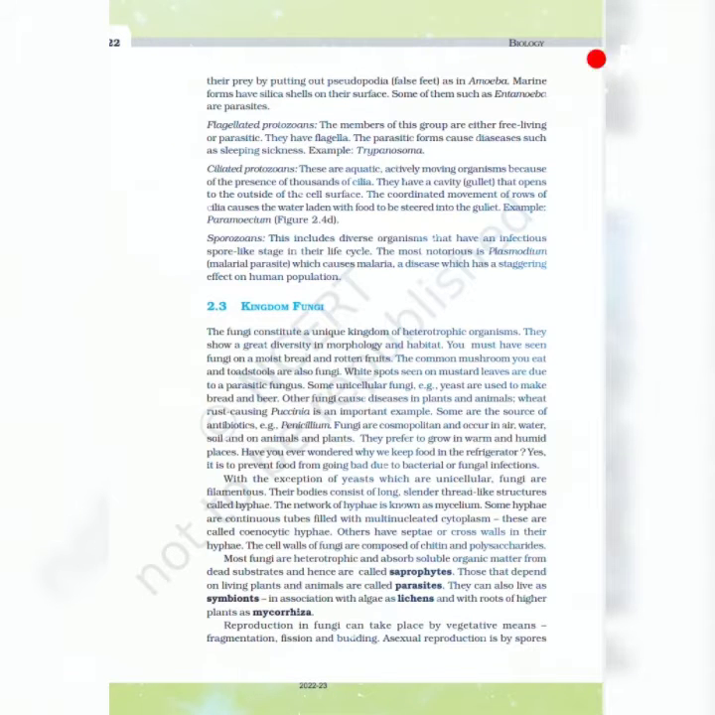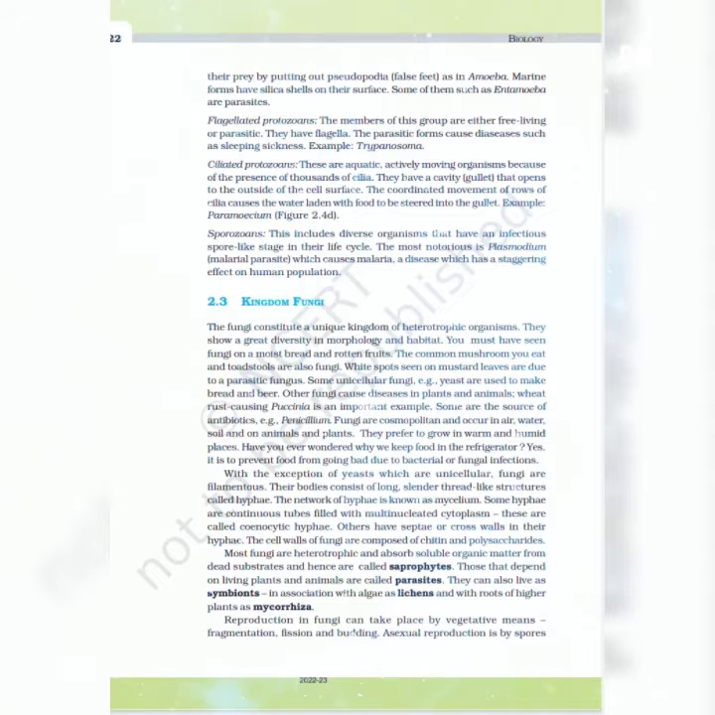Now we will start. Kingdom Fungi. The fungi constitute a unique kingdom of heterotrophic organisms. They show a great diversity in morphology and habitat. You must have seen fungi on a moist bread and rotten fruits. The common mushroom you eat and toadstools are also fungi. White spots seen on mustard leaves are due to a parasitic fungus.